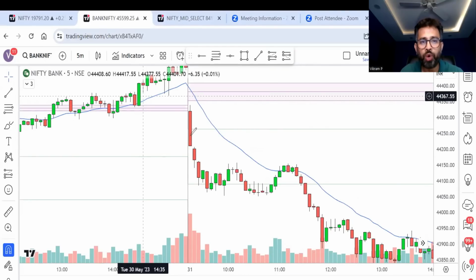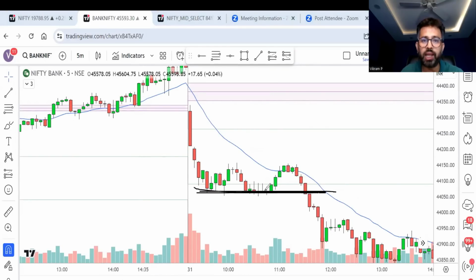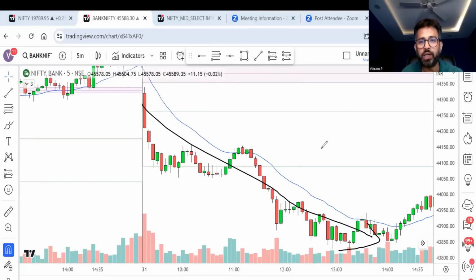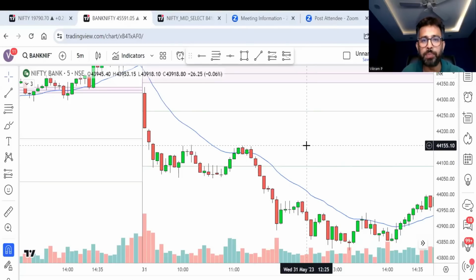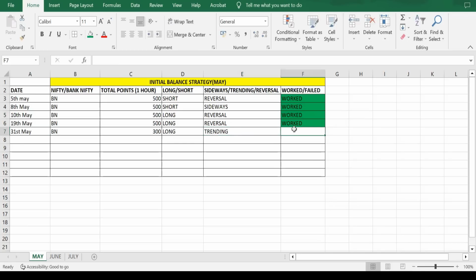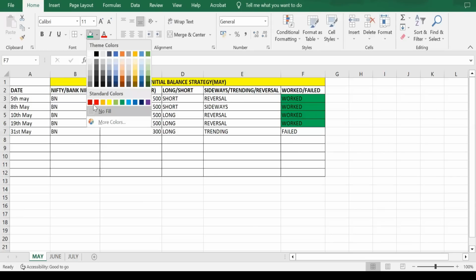Can you see that most of the time it worked after taking support and it started bouncing, right? Or reversing. But on that day, you can see that it went into the trend, right? It went into the trend. So the trade didn't work. So now you know that nothing works 100% of the time. In the Excel sheet, you have seen that most of the time it worked, but on 31st May also it made a wide initial balance, though it was not a huge initial balance. So what I'll mention here, I'll mention it as failed, in red color.